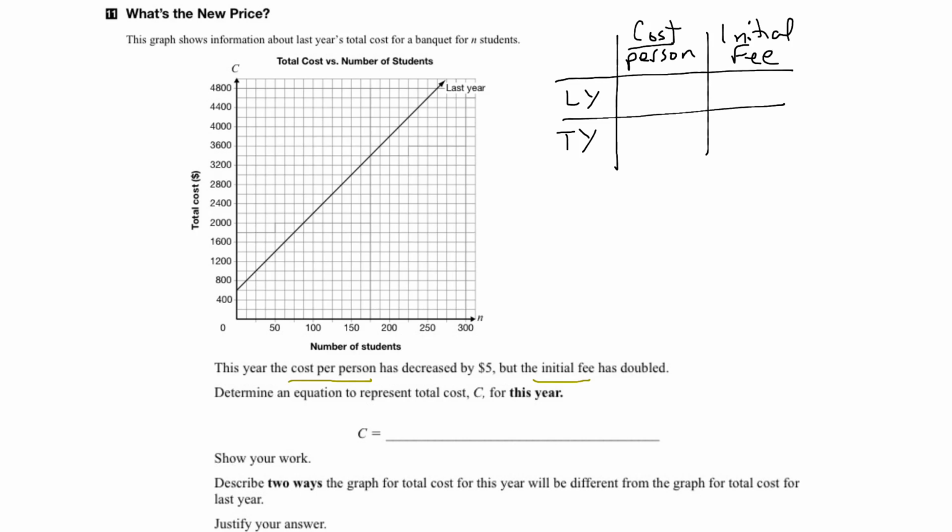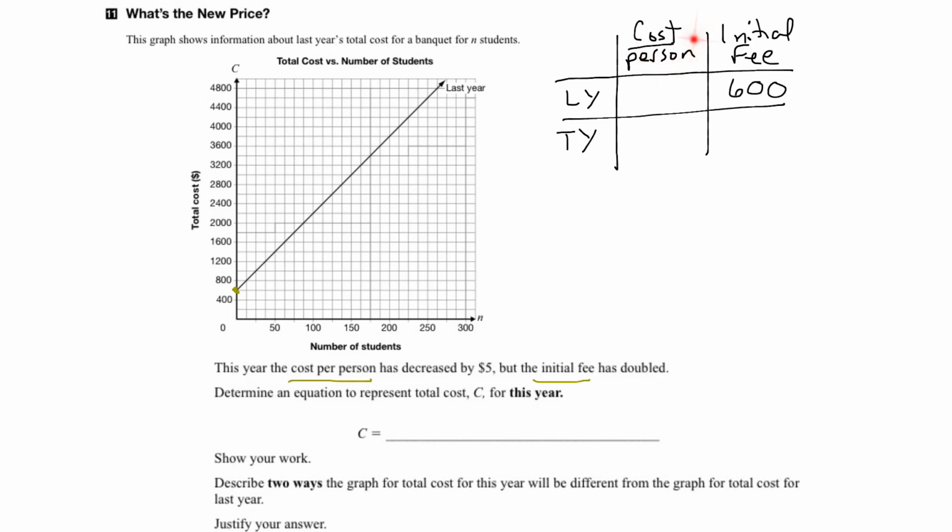So let's start with last year. We look at the last year cost line here. The initial fee will be right here where it crosses the c-axis. So let's look at this point right there. We can tell from the c vertical axis here that that's going to be $600 for the initial cost. And we know that because each one of these markings here would be 200, 400, 600, 800, etc. So our initial fee here would be $600.